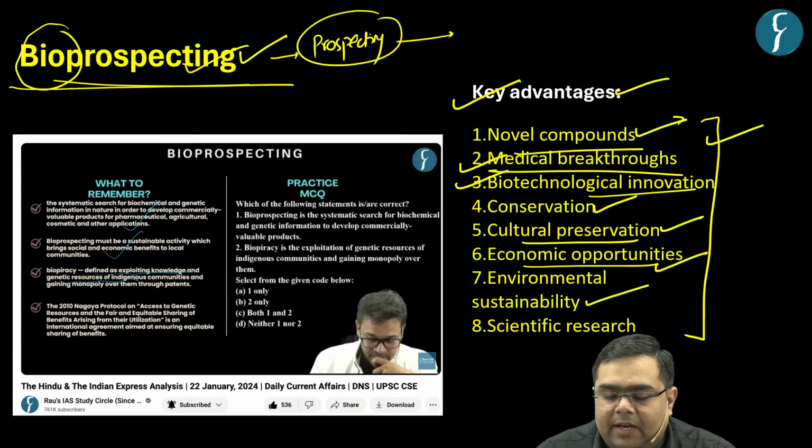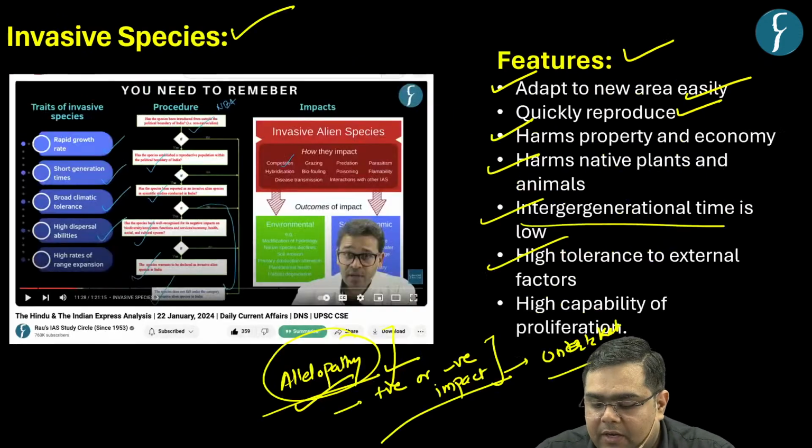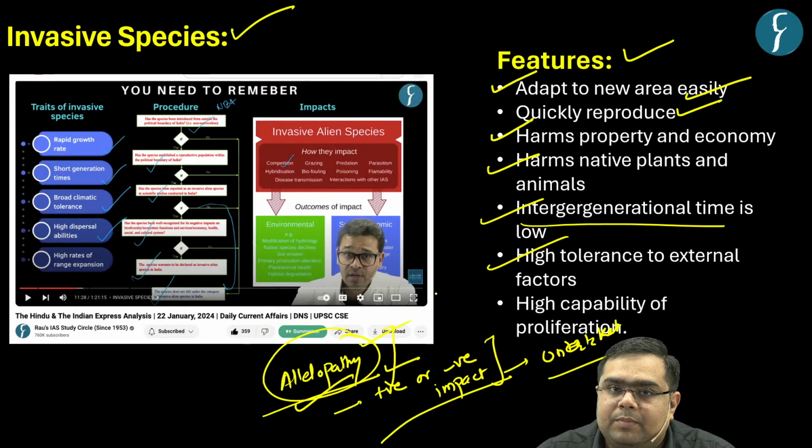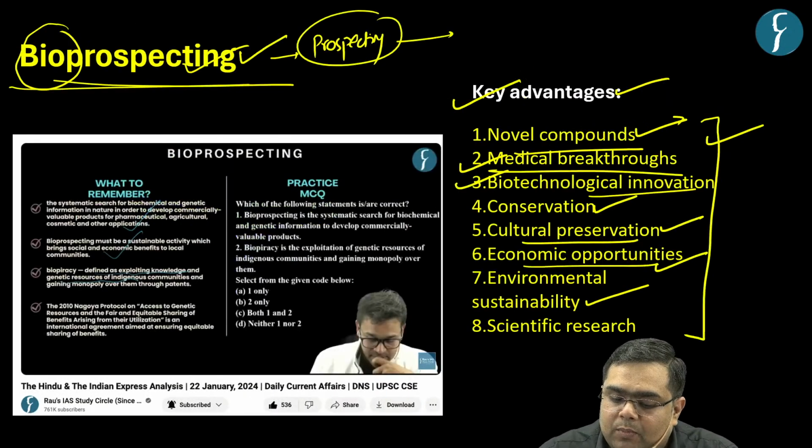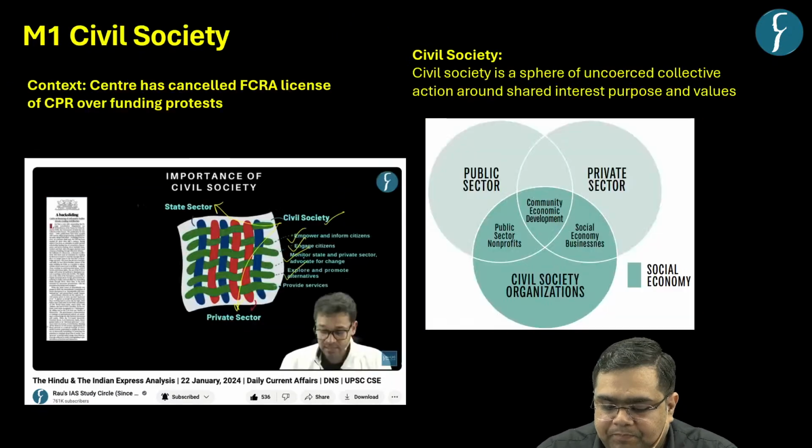So these are the kinds of concepts we are discussing here, such as allelopathy, invasive species, right? So bioprospecting and so on and so forth can come directly as a 10 marker in your GS Paper 1 Mains examination, which deals with geography, or GS Paper 3 that deals with environment and environmental sustainability.